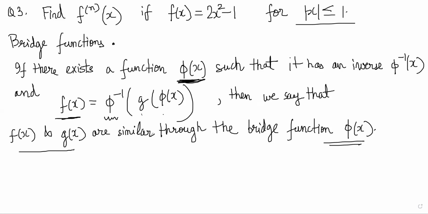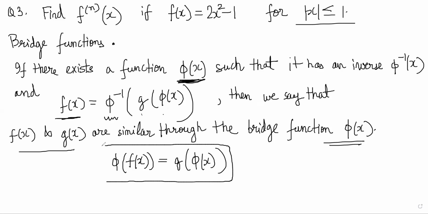Now, this condition can be rewritten in a slightly better way. You can take phi on both sides and say that phi of f of x is equal to g of phi of x. And this is where the definition comes along, this is where you realize that f and g are similar through the bridge function phi of x. So phi of f of x is g of phi of x. If this result is true, you will say that f and g functions are similar through the phi function, and the phi function becomes your bridge function. Now, why are we doing all this? We will see the application soon.